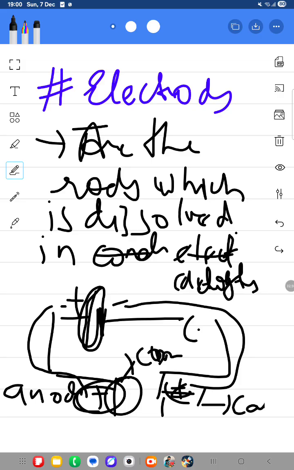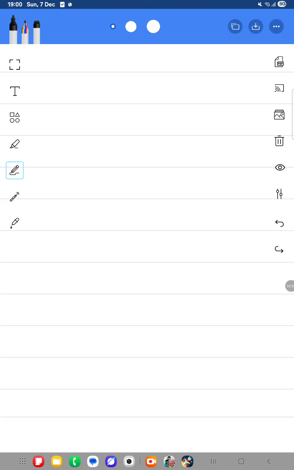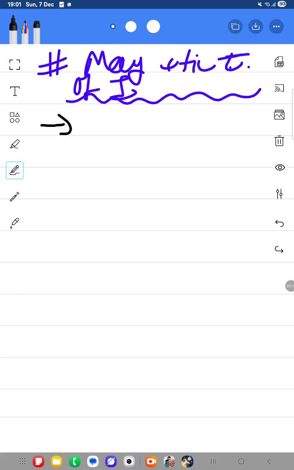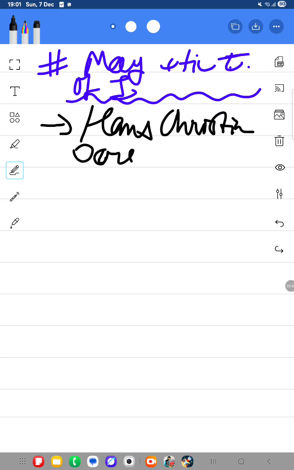So now moving forward to the next topic, that is magnetic effects of electric current. The heating effect was also discovered by a scientist, but it is not important for your syllabus. The important thing is who discovered the magnetic effects of electric current. It was discovered by Hans Christian Ørsted.